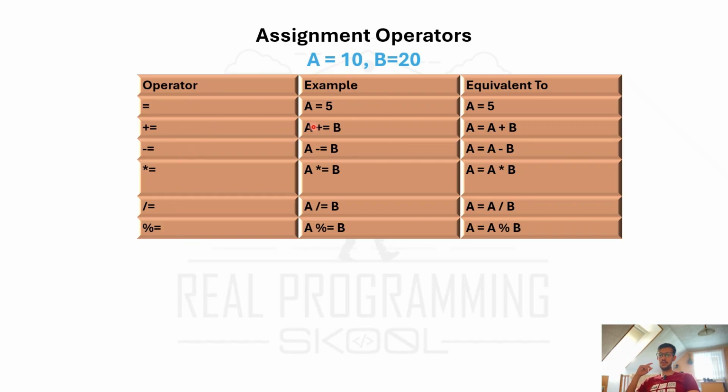Here we have the example a equal 5. Everybody already knows it. It means you assign the new value, the number 5, to the variable a, which means the compiler will replace the value of variable a, 10, and make it 5, because we use one equal. If you use double equal, that is something else, and I'll explain it in future lessons.